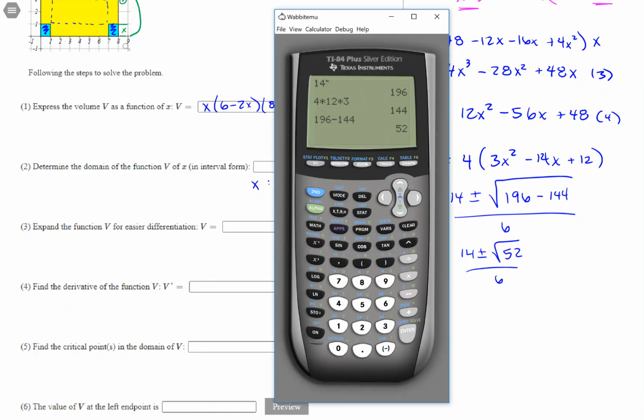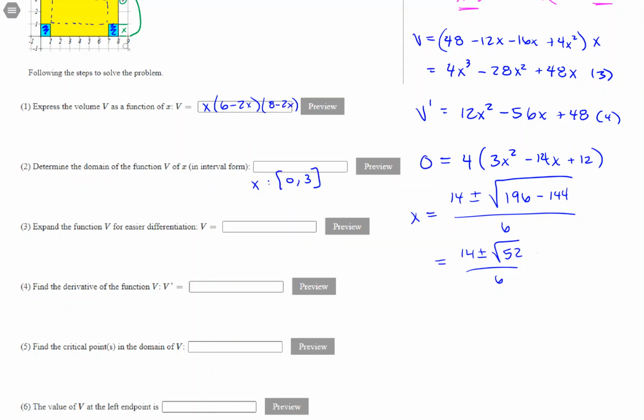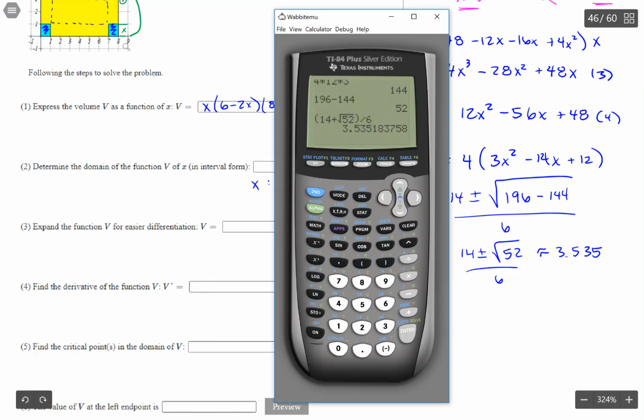And let's see, I'm going to approximate that. So 14 plus the square root of 52 over 6. That's 3.535. So approximately 3.535. And then I have another root if I subtract, so 14 minus the square root of 52 all over 6. Oh, what did I do wrong? Oh, I didn't hit the 6 apparently. All right, 1.131.